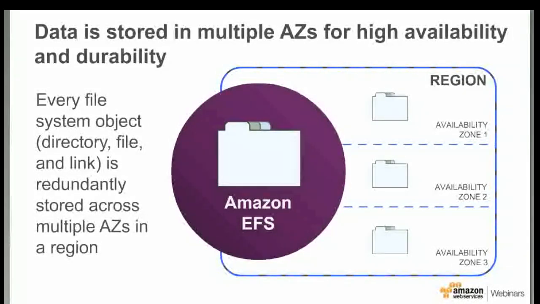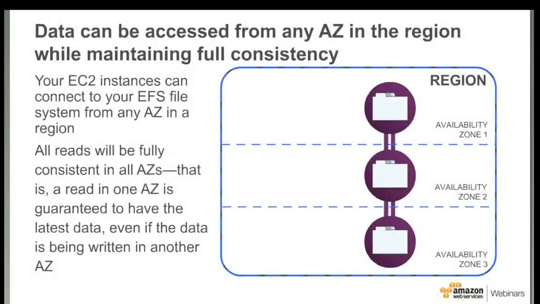And it's important to explain that data can be accessed from any AZ in the region while maintaining full consistency. Your EC2 instances can connect to your EFS file system from any AZ in a region. And all reads will be fully consistent in all AZs. So a read in one AZ is guaranteed to have the latest data, even if the data is being written in another AZ.